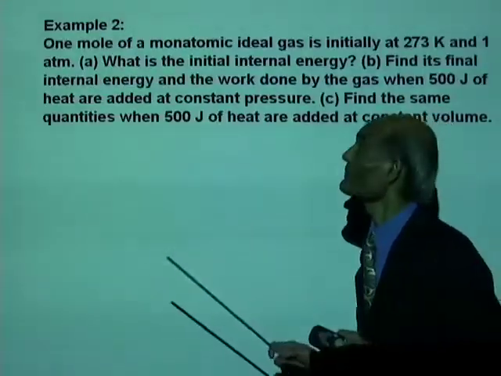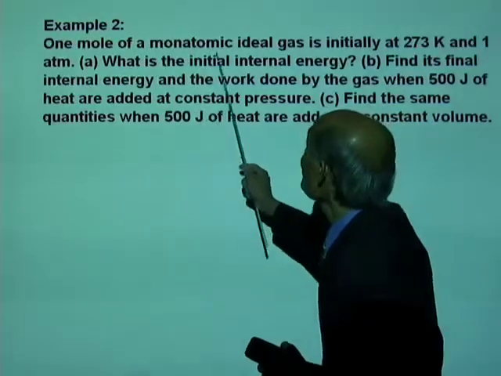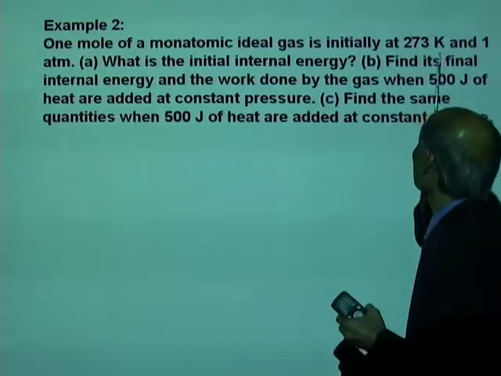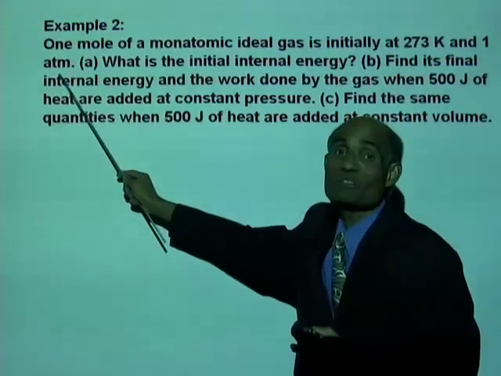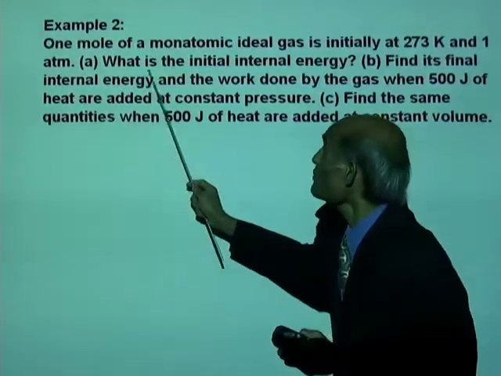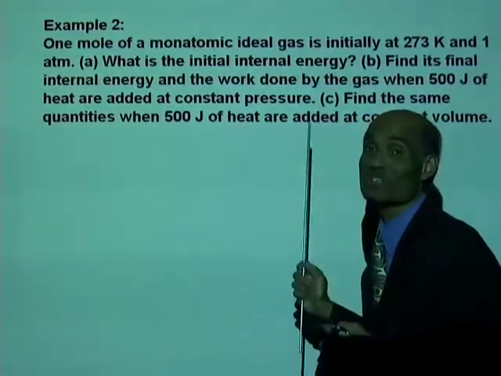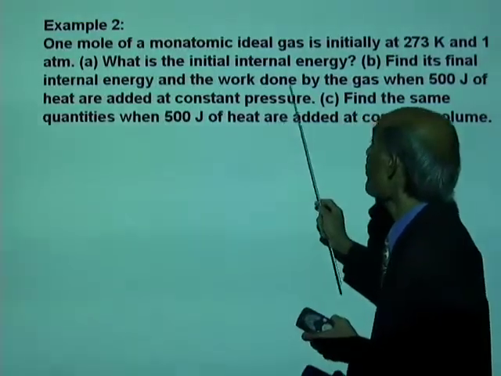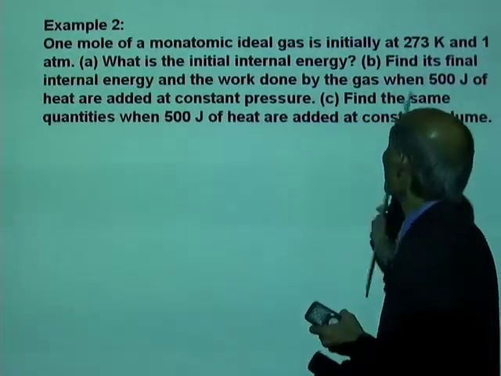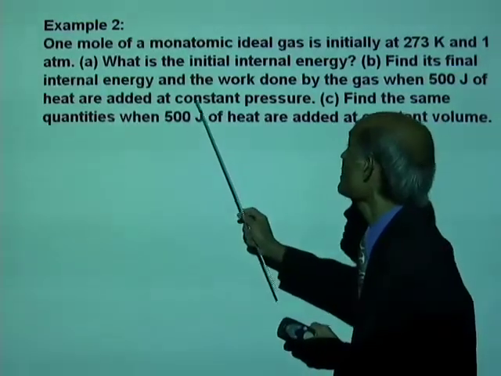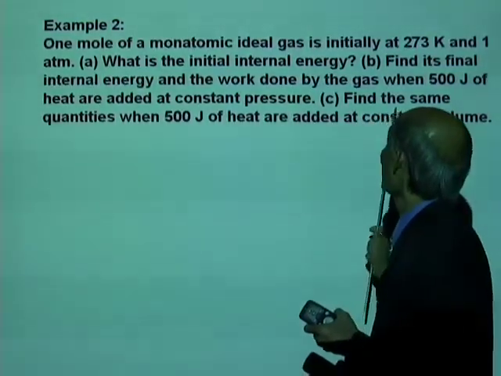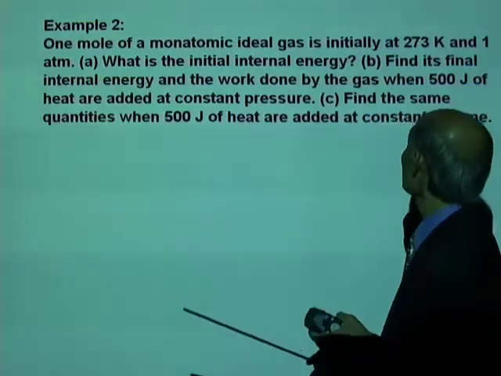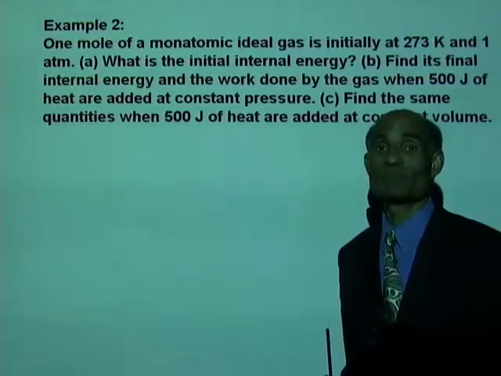Let's do another one. 1 mole of a monoatomic ideal gas is initially at 273 Kelvin and 1 atmosphere of pressure. What is the initial internal energy? Find its final internal energy and the work done when 500 joules of heat are added at constant pressure. Find the same quantities when 500 joules of heat are added at constant volume.